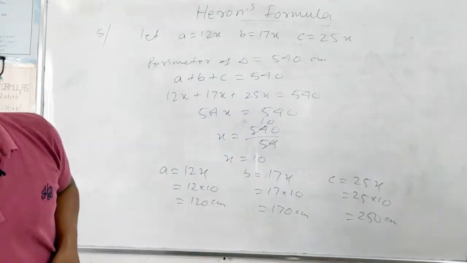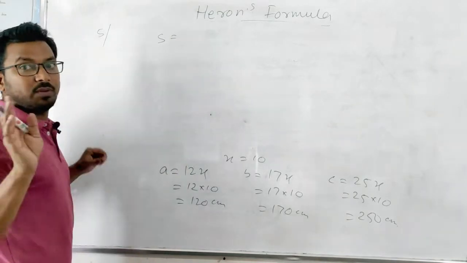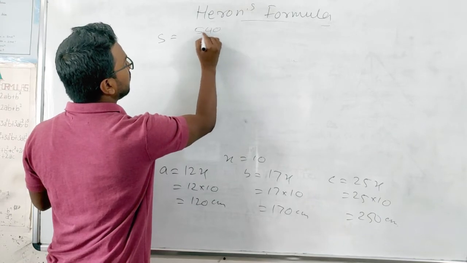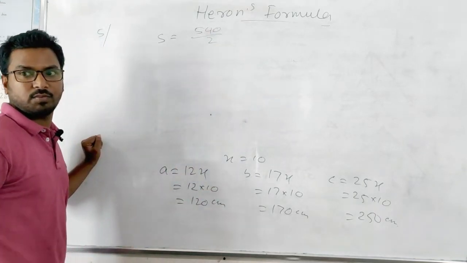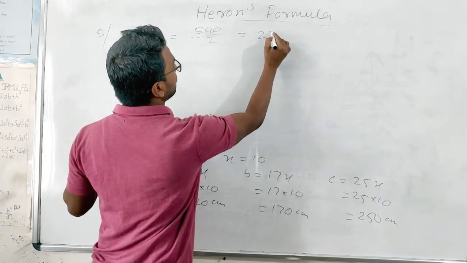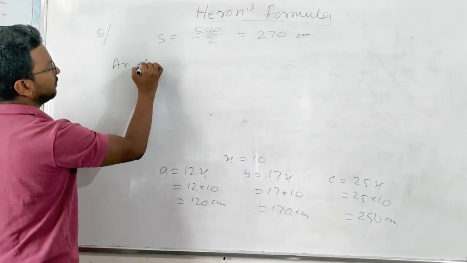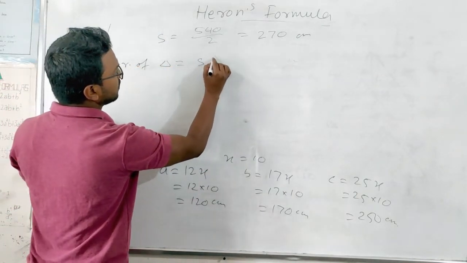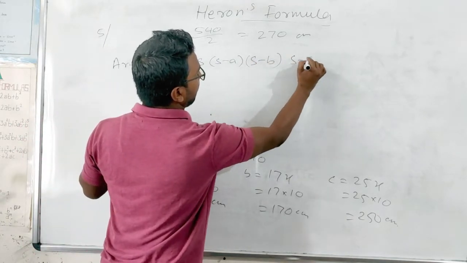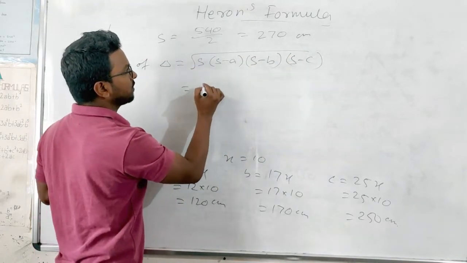Before that we have to find the semi perimeter. So S equals to semi perimeter. Perimeter is already given 540. So perimeter by 2. Right? Perimeter by 2. So this will be how much? 270 centimeter. So we'll find the area. Area of triangle is root over S into S minus A, S minus B, S minus C.